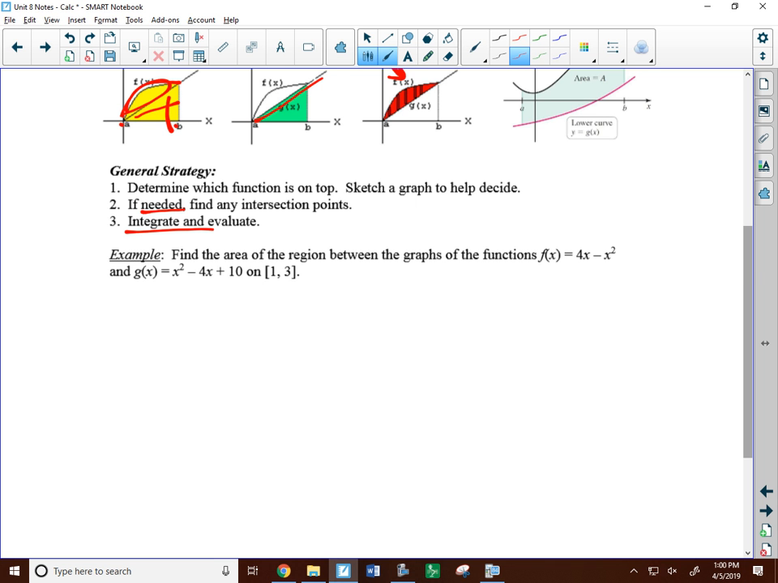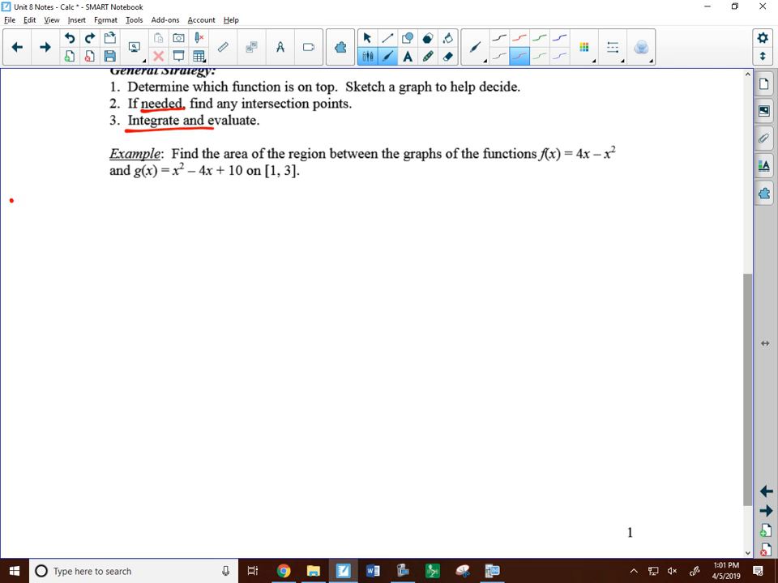Okay, so first one, find the area of the region between the graphs 4x minus x squared and x squared minus 4x plus 10 on the closed interval 1, 3. Both are continuous functions, they're polynomials. Closed interval a, b there, 1 and 3.